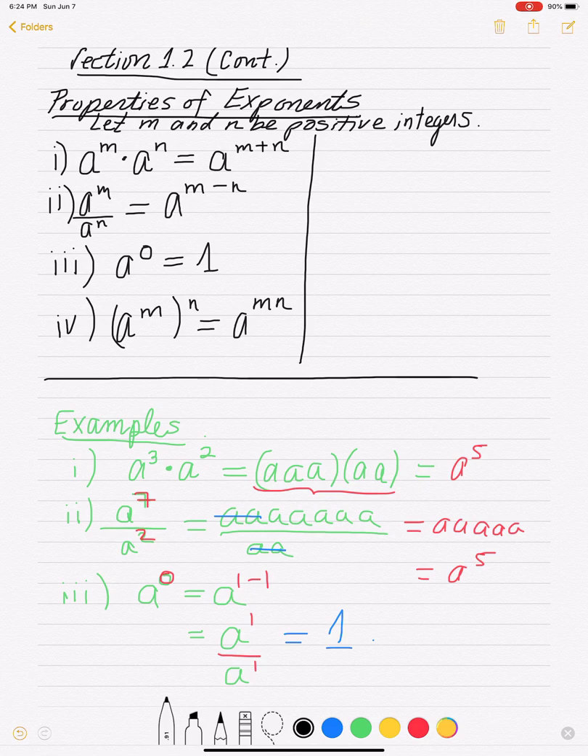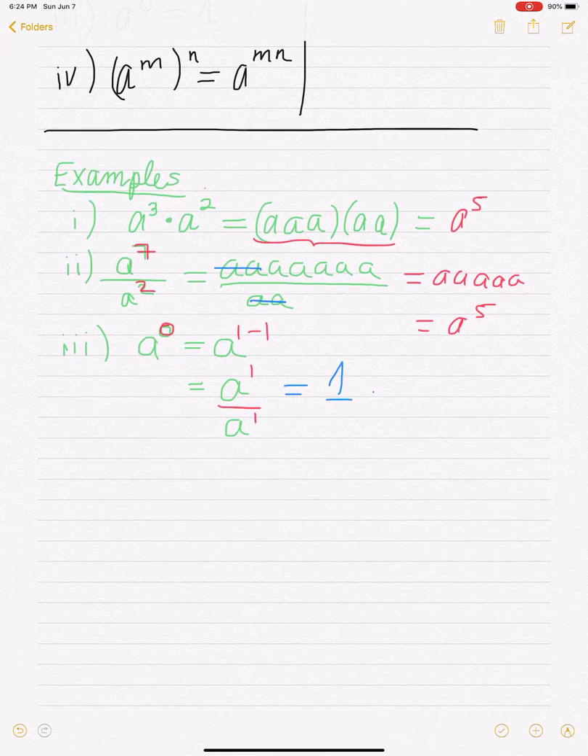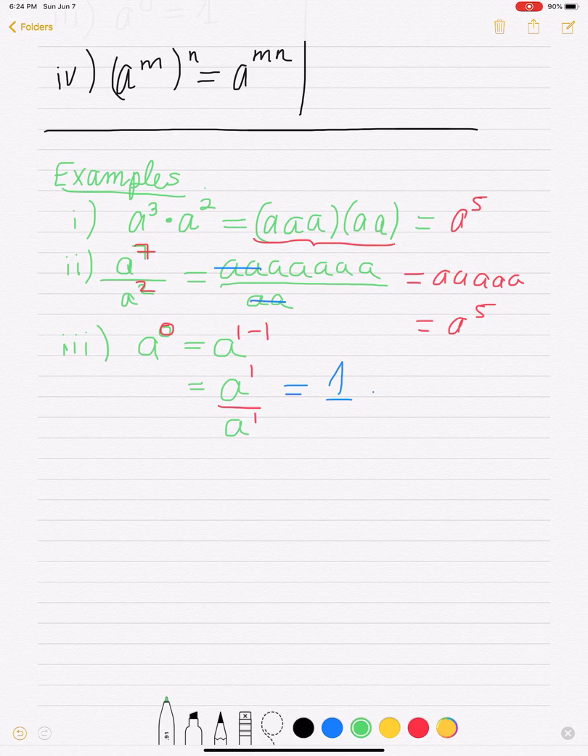So let me illustrate exactly how it works. Number 4, illustrating this. Let's look at an example. Let's do a to the 3rd, to the 2nd.